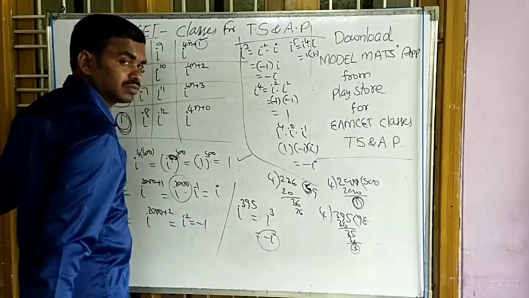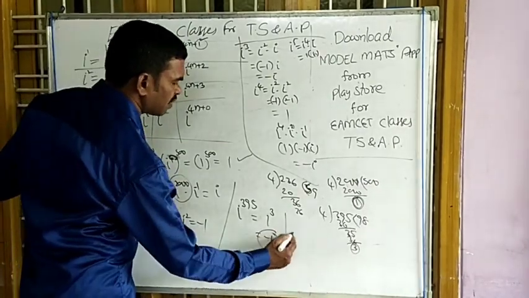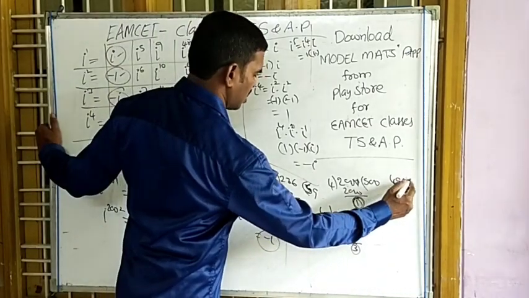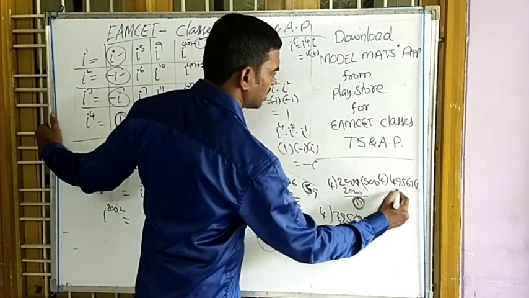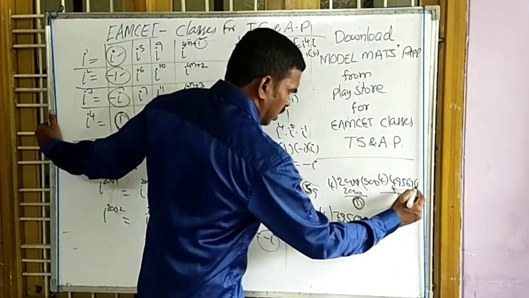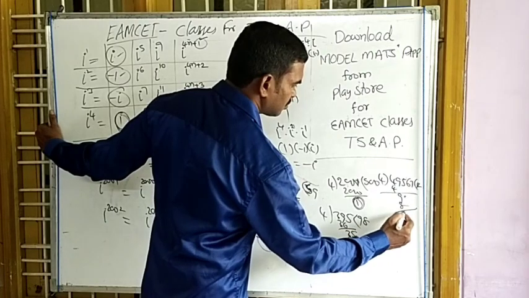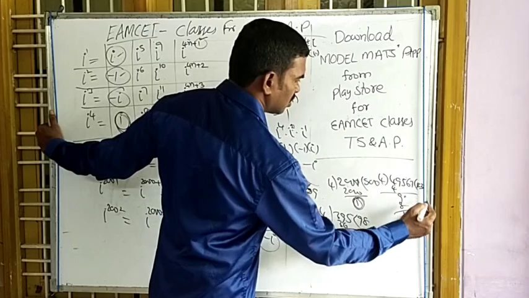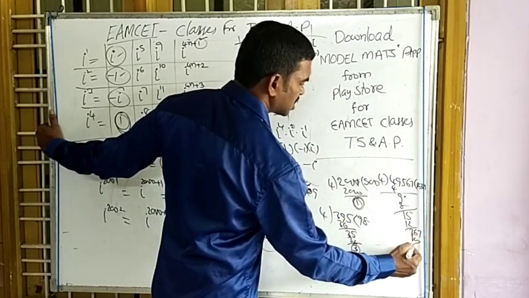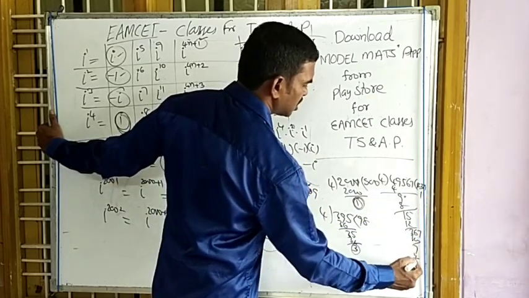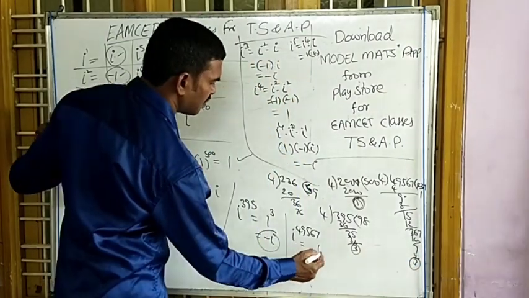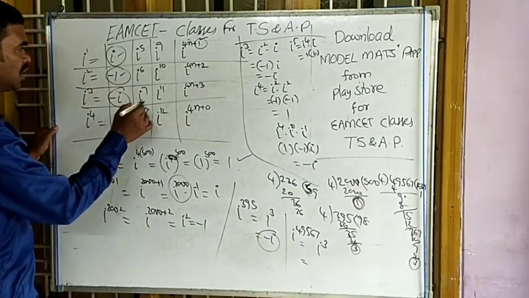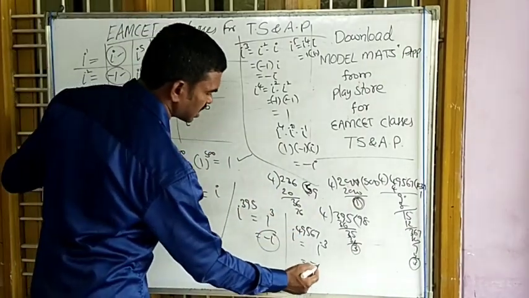Minus i. Suppose i power 49567. So 49567 divided by 4. 4 2s are 8, 4 3s are 12. Okay, 4 9s are 36, 7, 4 1s are 4. Means 3 is the remainder. 3 remainder means we get i power 3. i power 3 means what? Again i power 3 means i square into i, minus i.